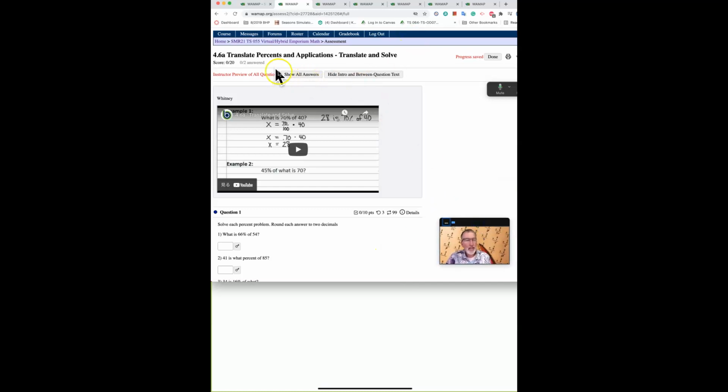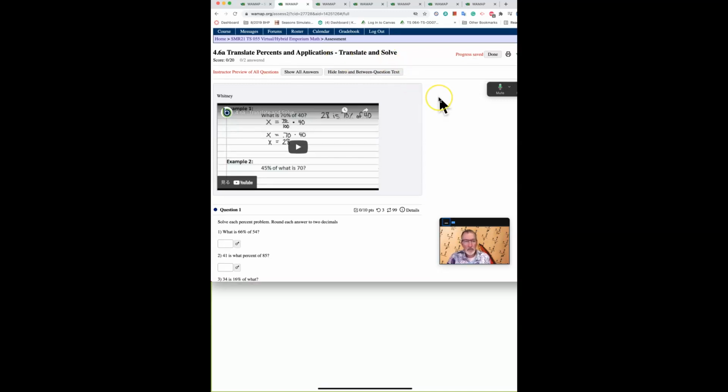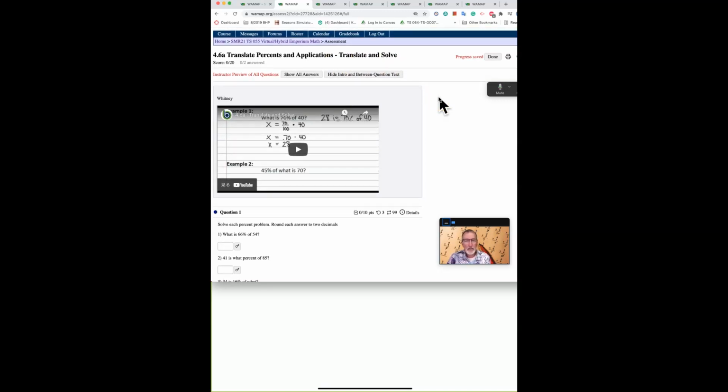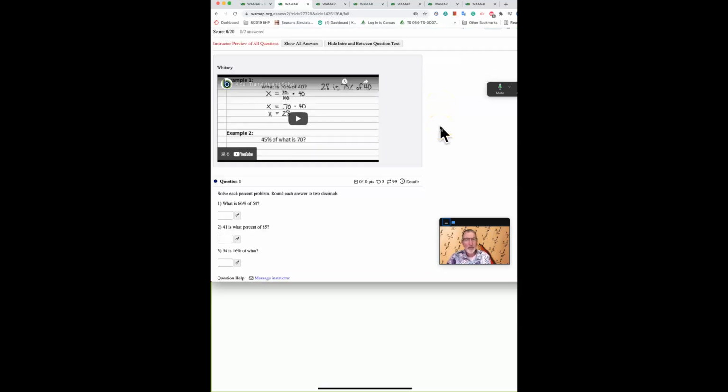We're going to take a look at Unit 4.6a in WAMAP, Translating Percents and Applications, Translate and Solve. So these are like word problems without too many words. So it's a good place to start analyzing for word problems. Let's take a look at the first two questions.